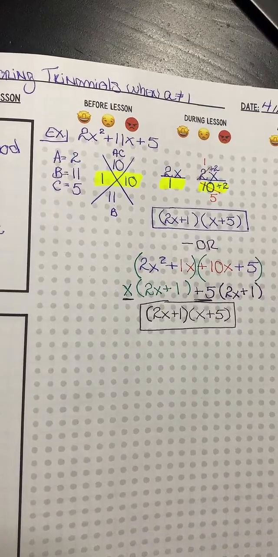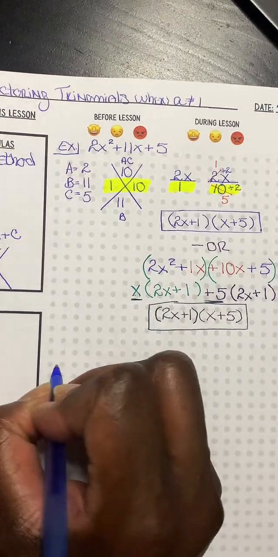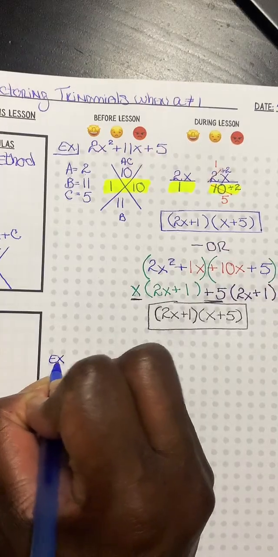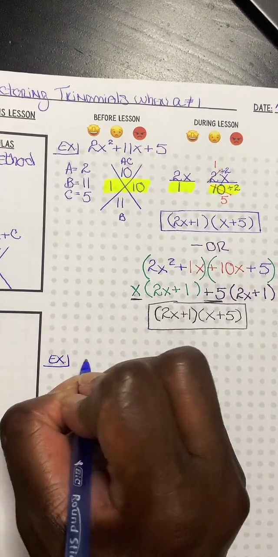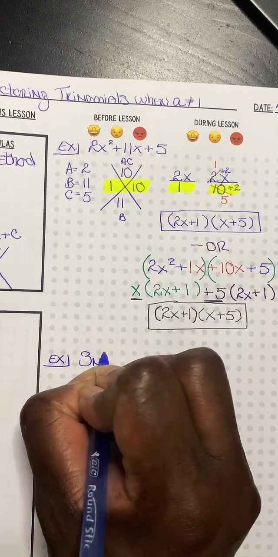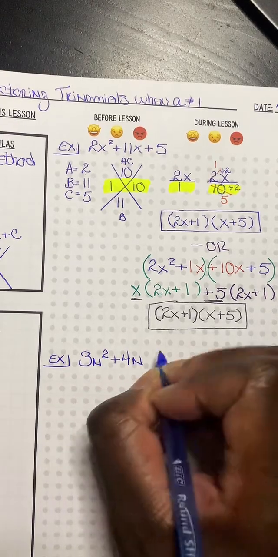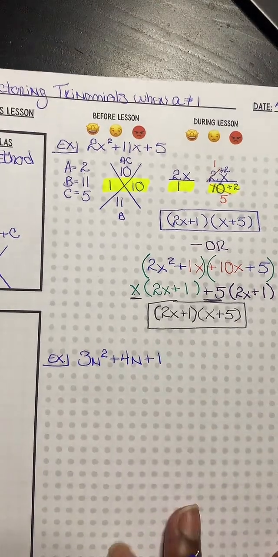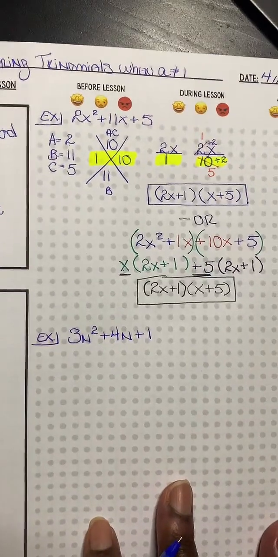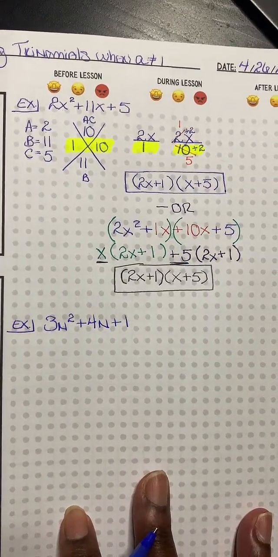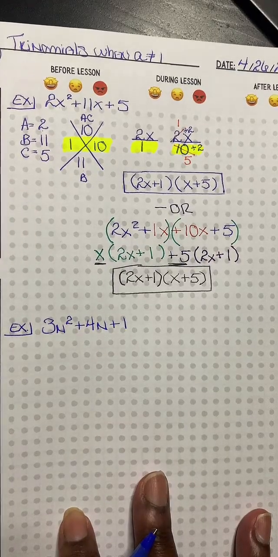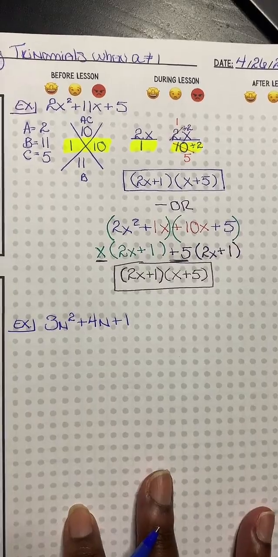Okay, let's do it. Let's get away from the 2's for a minute. Let's get with this one: 3n squared plus 4n plus 1. I'm going to try my hardest to leave the previous one up so you can use that as an example.